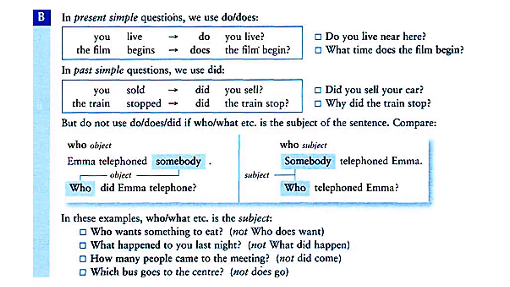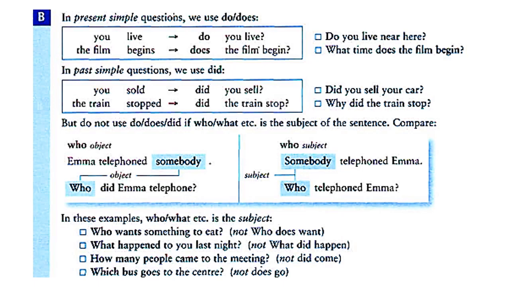In the past simple questions, we must use, of course, did. You sold. Did you sell? Did you sell your car? Did you sell your house? Did you sell your coat? The train stopped. Did the train stop? Why did the train stop? Or when did the train stop? Where did the train stop?